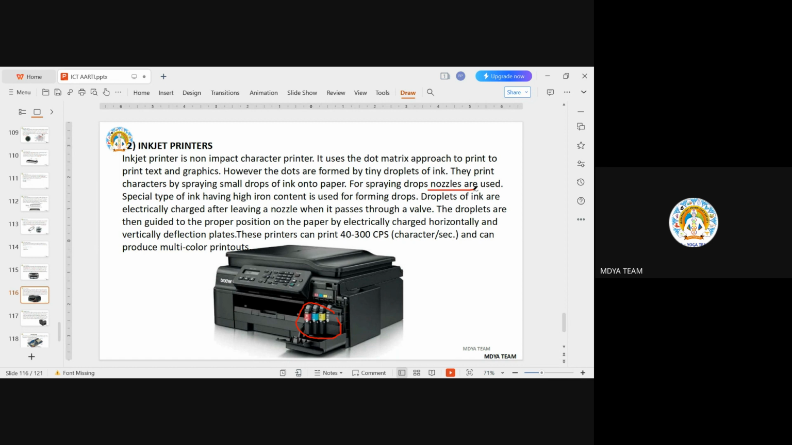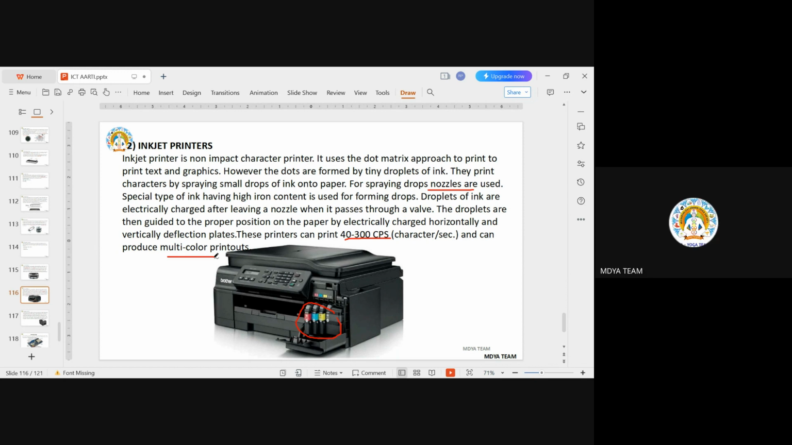The droplets are then guided to the proper position on the paper by electrically charged plates, horizontally and vertically. So this is the working of the printer. These printers can print, please note down this word, 40 to 300 characters per second, and they can produce multicolor printouts.